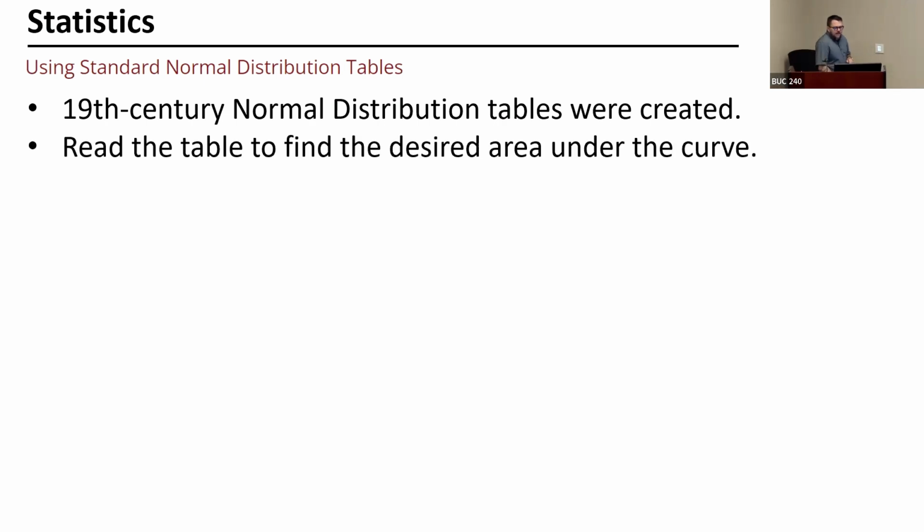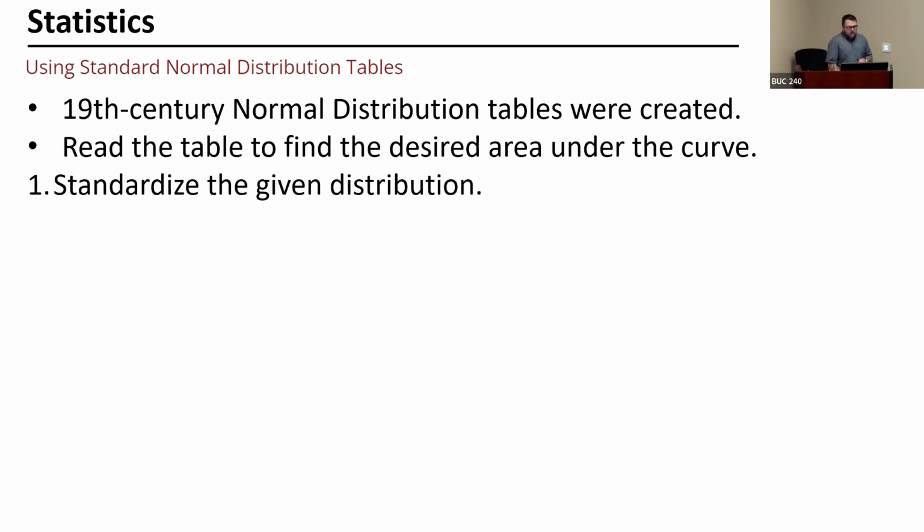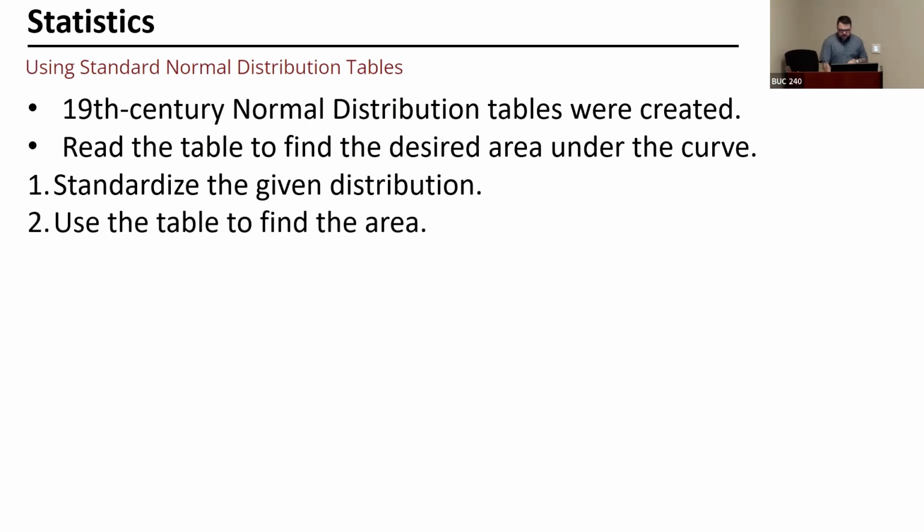Notice you're going to have to read the table to find the area under the curve, because remember, the area under a normal curve is always 1. But now we standardized it. So if you have information, you are going to have to standardize it if you are going to use the table. You can't use the regular means and the standard deviations. Everything has to be standardized, and then we'll use the table.